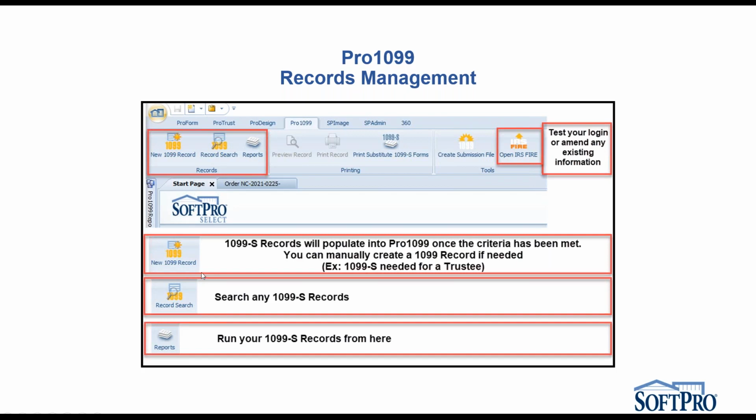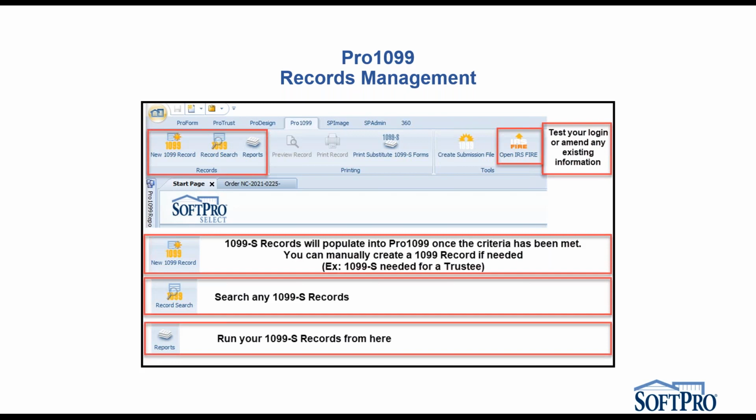With our new 1099 record button, this is generally if you're creating maybe a 1099-S for an additional trustee, or there was some sort of manual 1099-S that needed to be created due to maybe a decide closing or something that did not run through ProForm. So you will not have to generally come in here and create new files because, again, they do integrate with ProForm. So if that order is in there, it will automatically flow into Pro 1099.